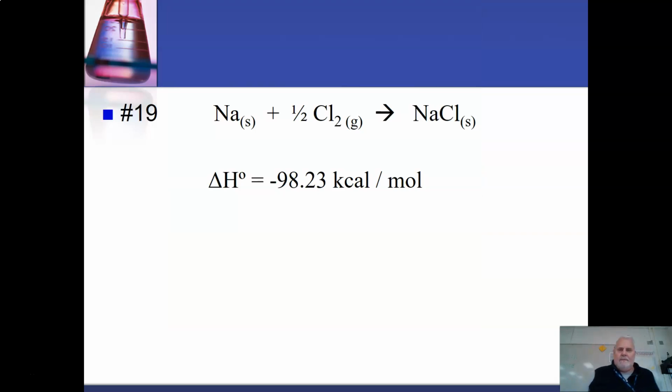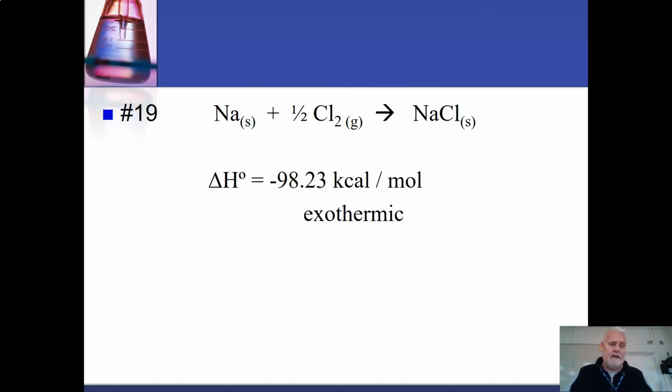All right. So here's an example of a chemical reaction that uses a fraction to balance it. Go ahead and write this down as an example. The reason they do that is so that you can get 1 mole of product. That happens sometimes. And then the delta H is negative 98.23 kilocalories per mole. So we're still talking about thermodynamics. You do know one thing: if delta H is negative, it is, you guessed it, exothermic.